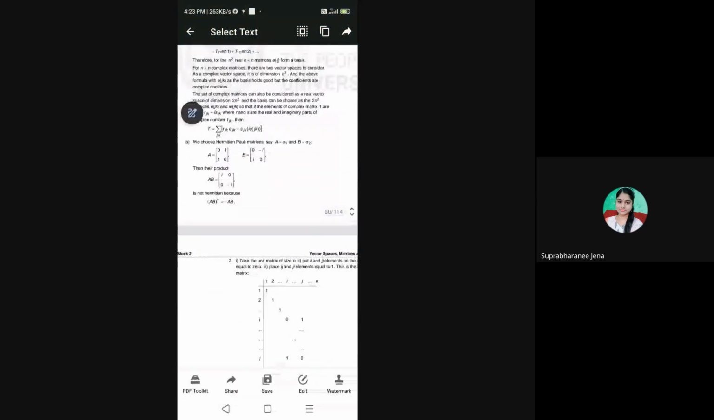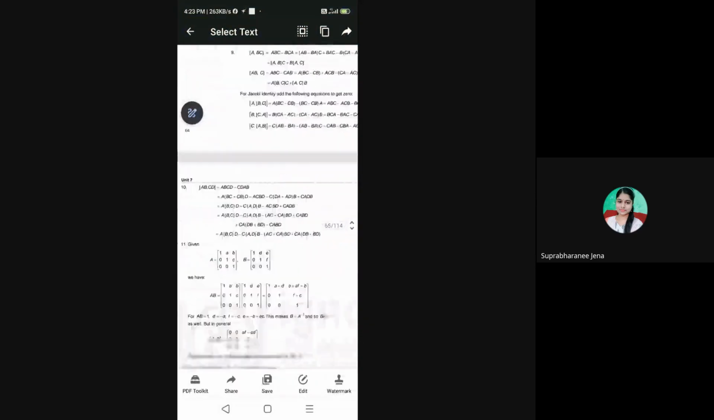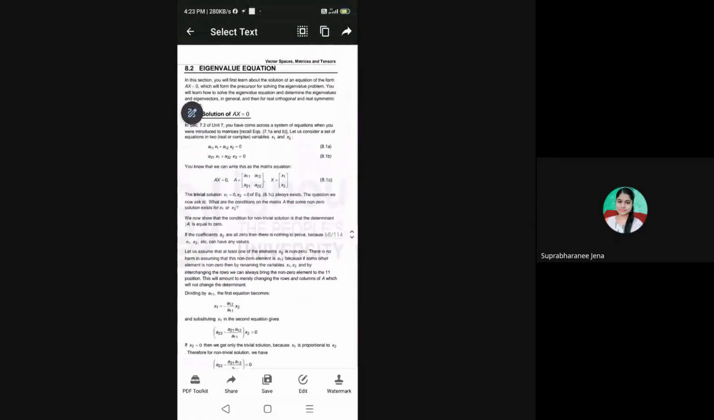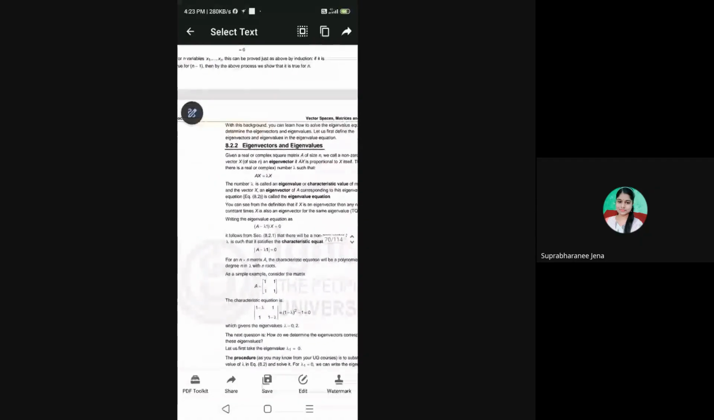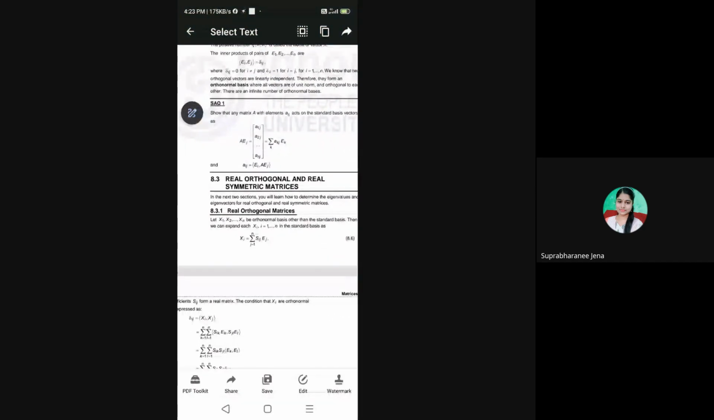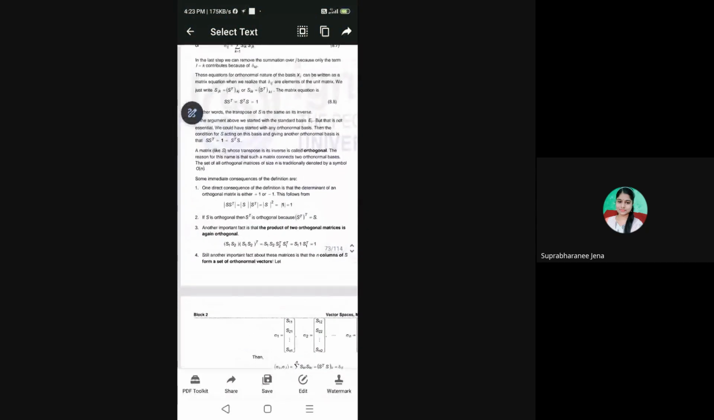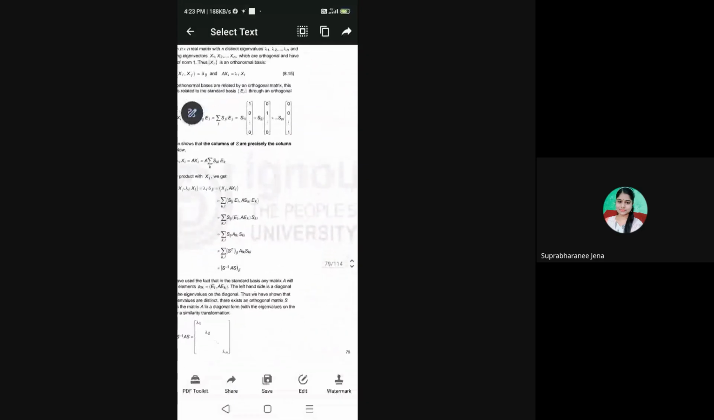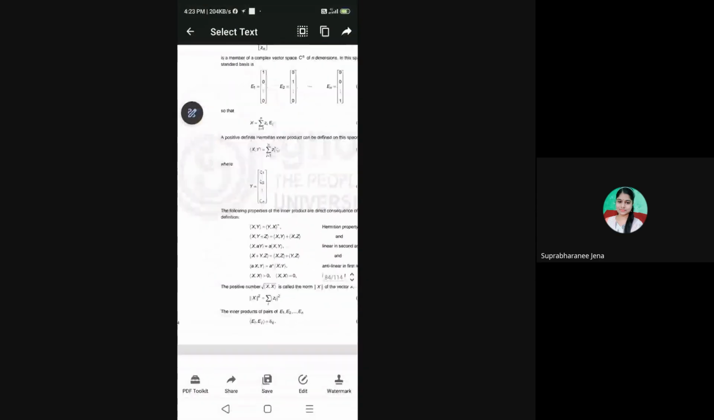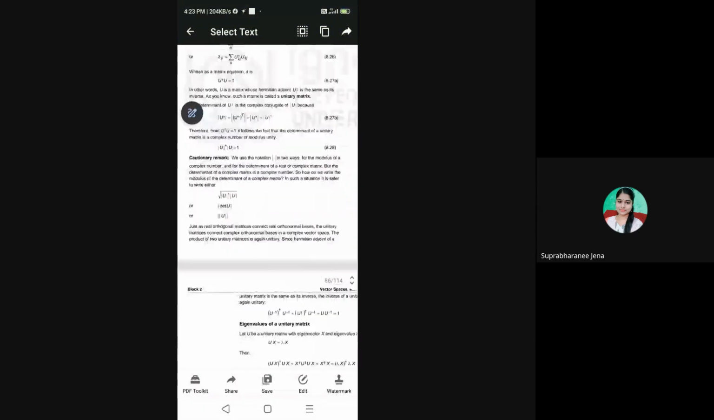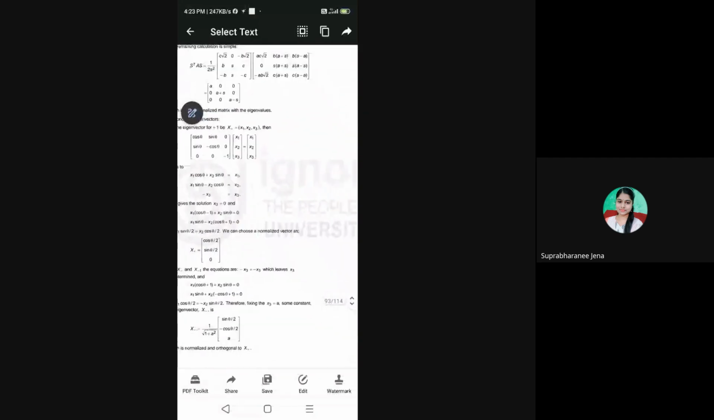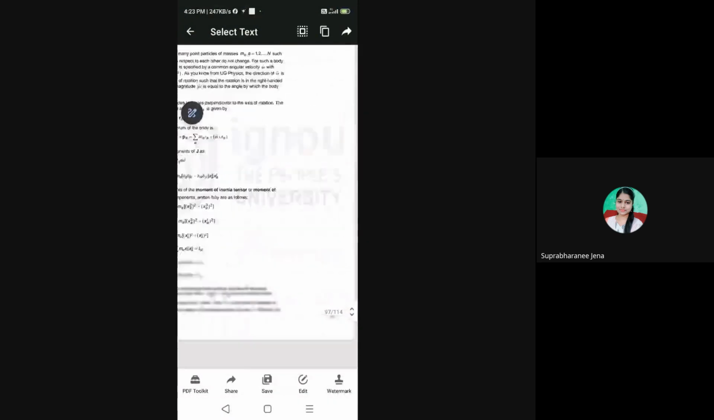and the last part is the eigenvalue equation and solution of (A - λI)x equal to 0, then eigenvector and eigenvalue, then inner product of orthonormal basis, then real orthogonal and real symmetric matrices, then Hermitian and unitary matrix, and some worked out problems and SAQs.